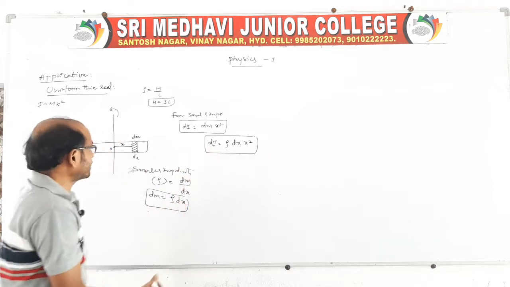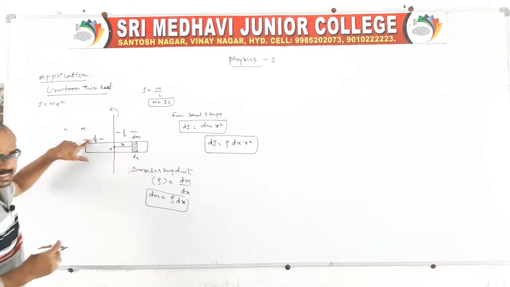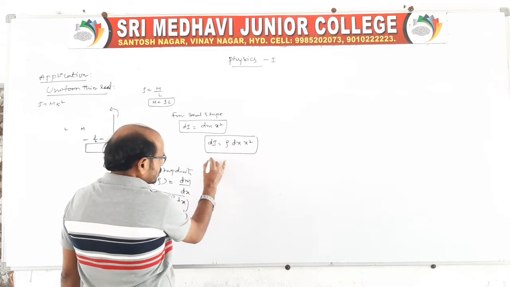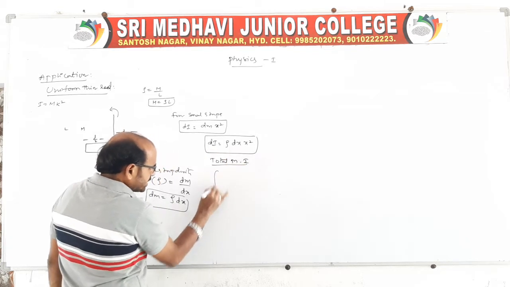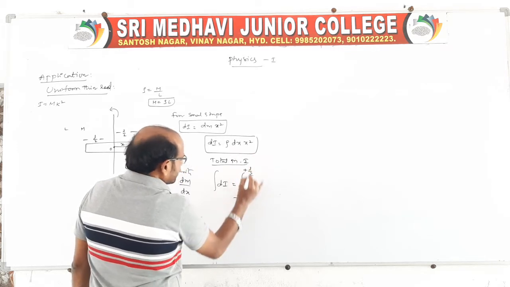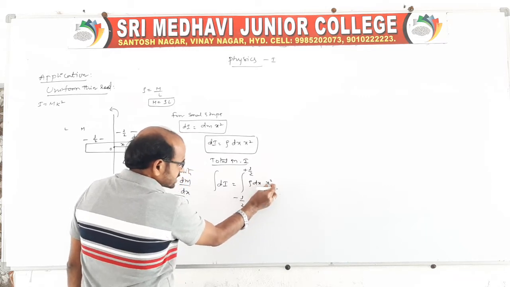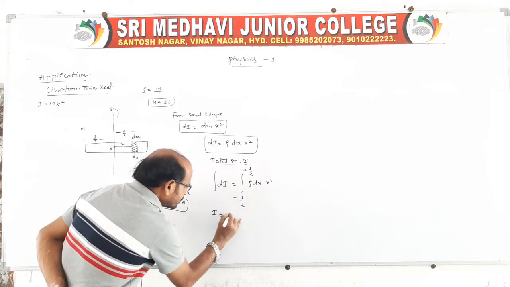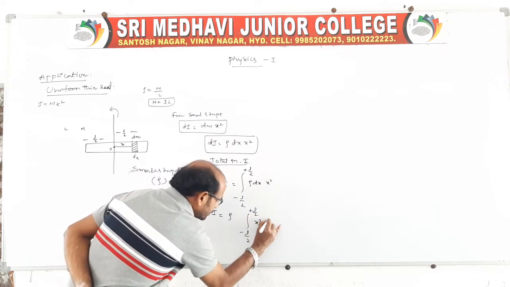Now we have to find the moment of inertia from one end to the other end. That means it is L by 2 on one side and also L by 2 on the other, so the limits are minus L by 2 to plus L by 2. To get the total moment of inertia, apply integration: I is the integral from minus L by 2 to plus L by 2 of rho into dx into x square. Rho is common, so I equals rho times the integral of x square dx from minus L by 2 to plus L by 2.